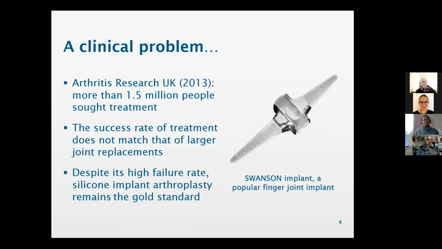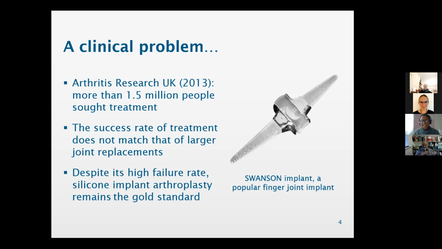So we've talked about how it can be a biomechanical problem, but it can also be a clinical problem. Arthritis Research UK said in 2013, more than 1.5 million people sought treatment. And the success rate of treatment for smaller joints, such as in the hand, does not match that of what we see in the larger joints, such as the hip or the knee. This indicates that there needs to be further development in our understanding of these smaller joints so that we can catch up and close that performance gap between the smaller and larger joints.